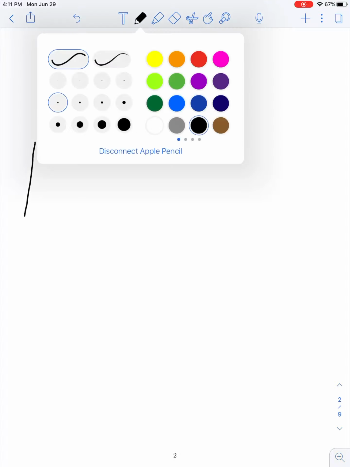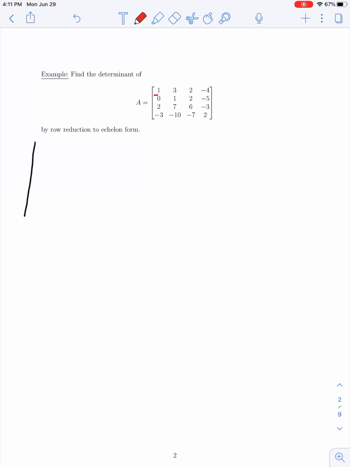My first 2 rows are already in a form that I like. I've got 1 for the leading coefficients. So using the leading 1 in my first row, I can eliminate the positive 2 and negative 3 that appear below it in the third and fourth rows by taking a constant multiple of the first row and adding it to the third or fourth row. And using theorem 3.3, that wouldn't change the value of our determinant.